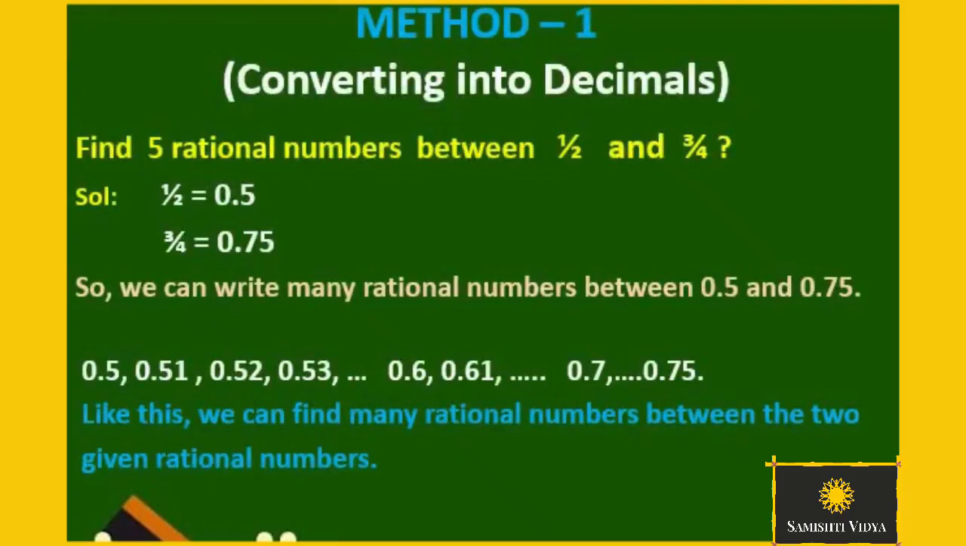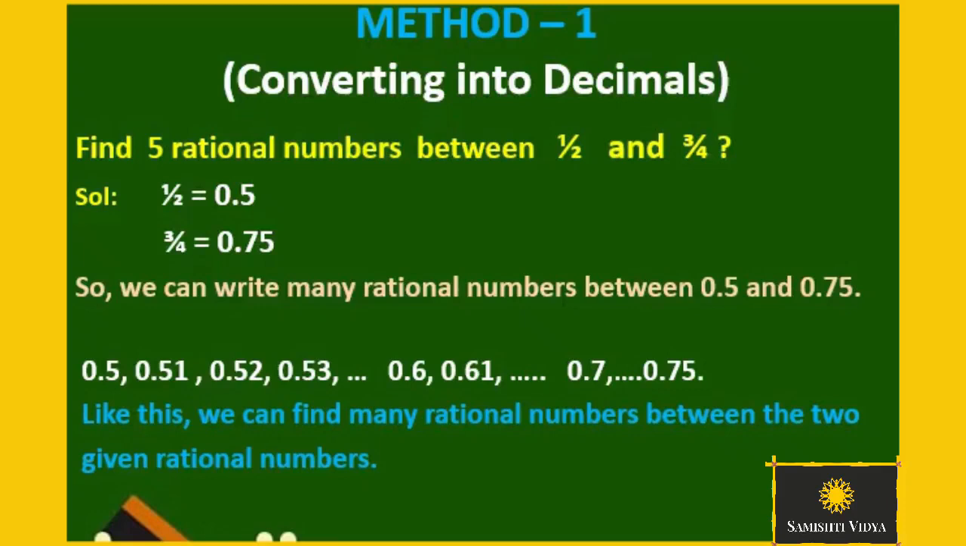Now, let us try to understand the first method, that is converting into decimals. Let's take an example. Find 5 rational numbers between 1 by 2 and 3 by 4. We know that 1 by 2 is equal to 0.5 and 3 by 4 is equal to 0.75.